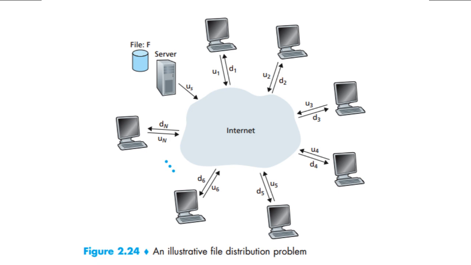We see from Figure 2.25 that for the client-server architecture, the distribution time increases linearly and without bound as the number of peers increases. However, for the P2P architecture, the minimum distribution time is not only always less than the distribution time of the client-server architecture, it is also less than 1 hour for any number of peers N. Thus, applications with the P2P architecture can be self-scaling. This scalability is a direct consequence of peers being redistributors as well as consumers of bits.